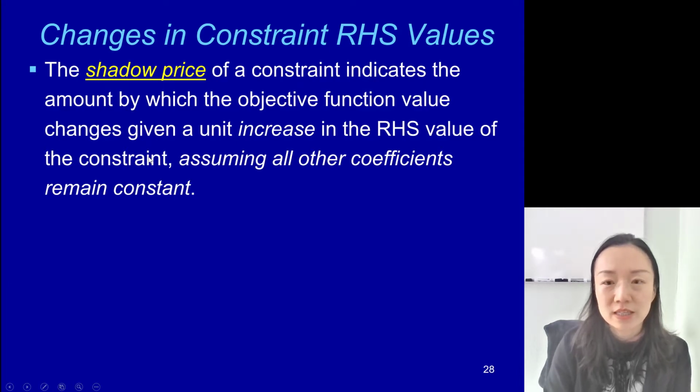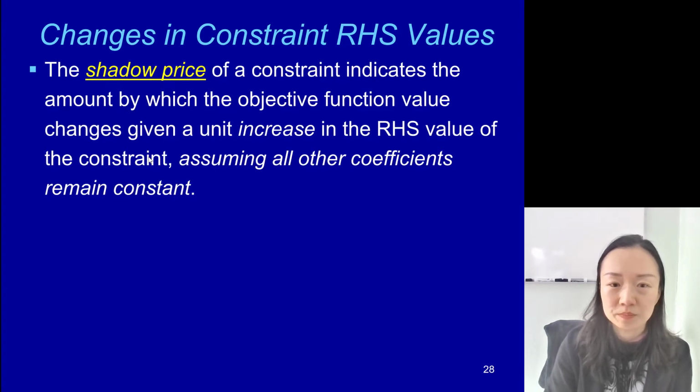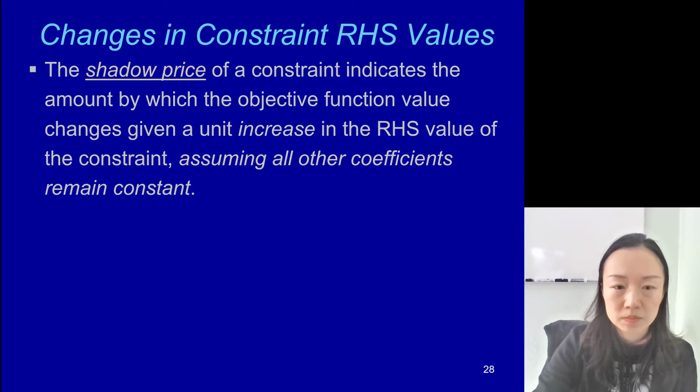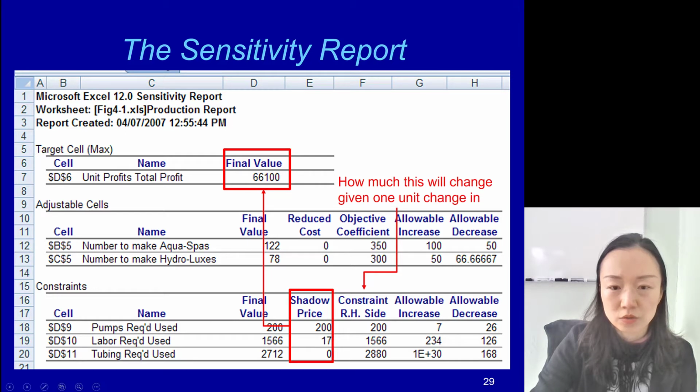So if you think about it in the context of the Blue Ridge hot tub problem, the right-hand side of your constraint represents the units of resources available. Okay, so the shadow price is saying how much you can gain in your total profit if you get more resources available. So this shadow price here represents how much this final value, your objective function value, will change given 1 unit of change to your right-hand side.